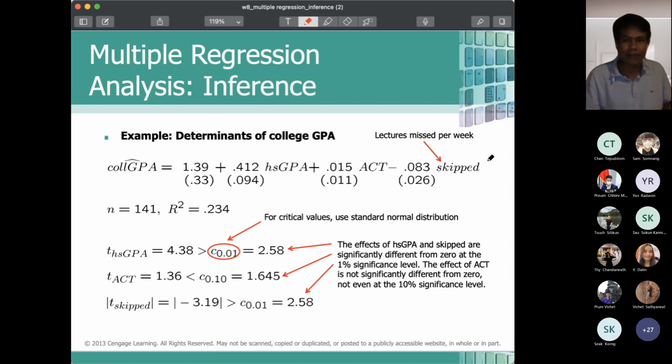Now let's have a look at the example. Class, we want to estimate the effect of attendance, the number of absences, on college GPA. We want to know whether those who are absent have a negative effect or positive effect on GPA. But assuming that we do not know whether the direction is positive or negative.